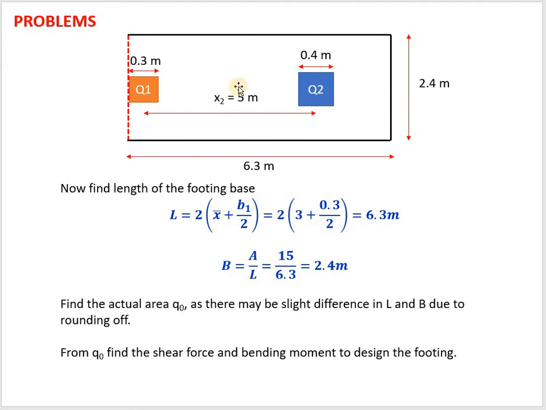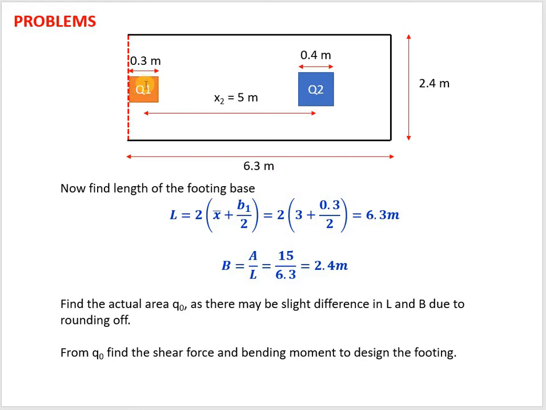Okay, so how will you find the length? This is the expression to find the length, that is L equal to 2 into x bar plus B1 by 2. Here I am just considering the exterior column. I have started everything from the exterior column. You can start from this side also, but it won't create any confusion if you start from the left side. That is why I have started it from the exterior column. It is recommended that you also do it this way.